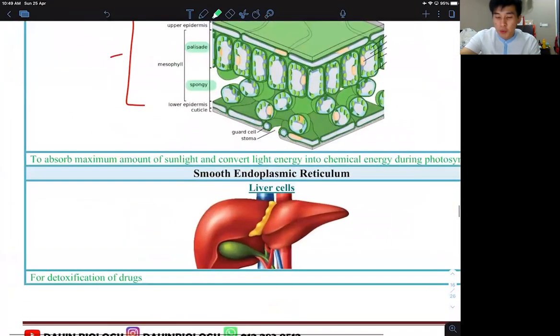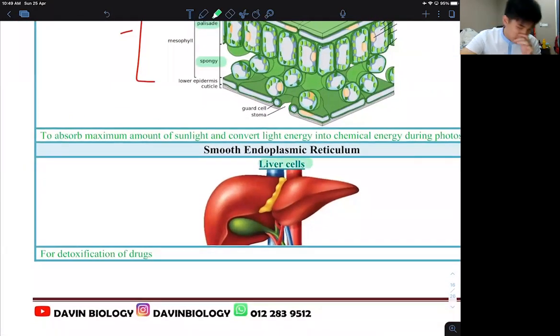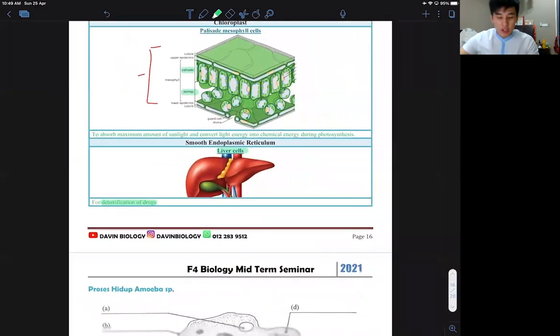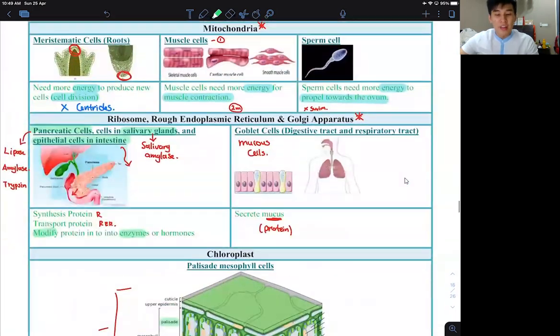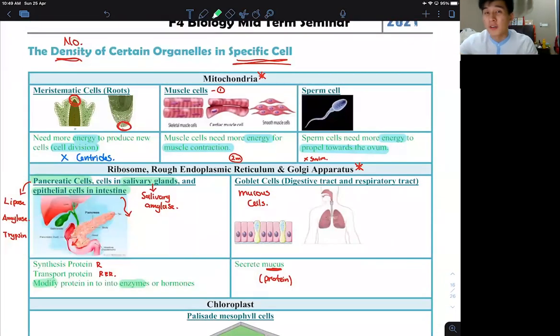And the last one, smooth ER, is usually found in your liver cells because it is used to carry out detoxification of drugs. So inside the cells, you need a lot of smooth ER to help you detox. Okay? All right. So organelles basically is what you need to know. You need to know the function, the label, and which kind of cell has which kind of organelle.